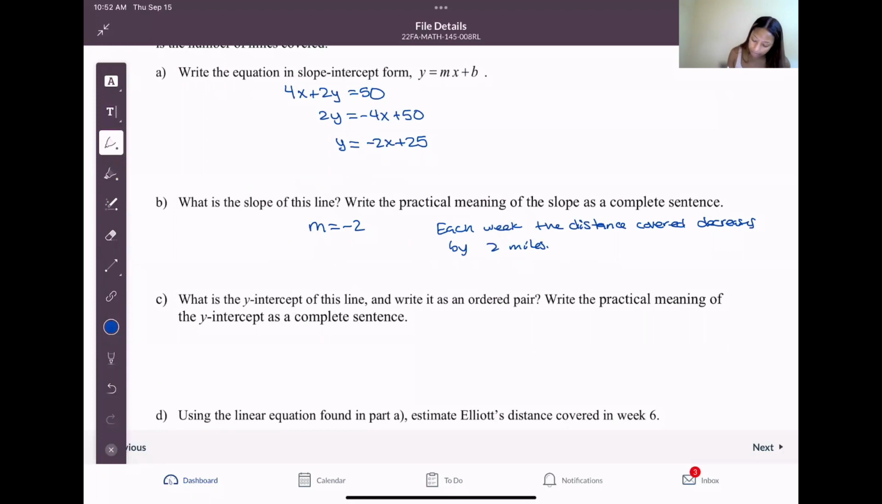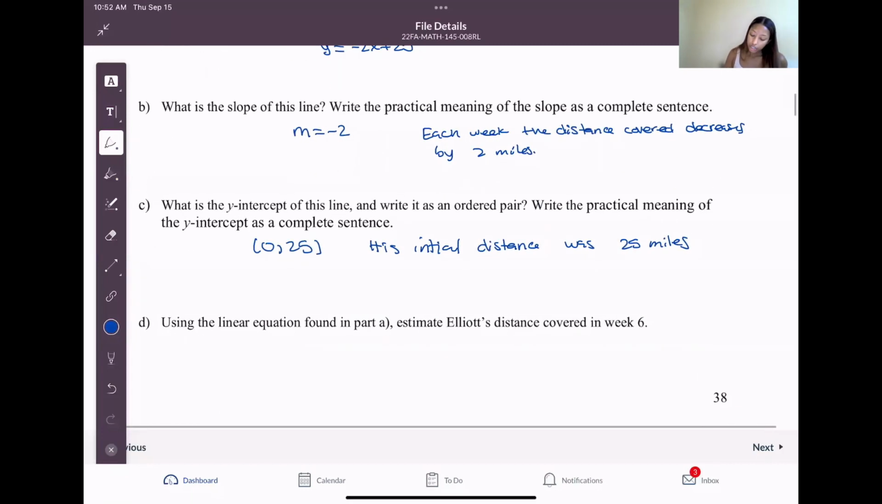All right, we already talked about part C, so let's write it up. What's the y-intercept? The y-intercept is 25, and we would say Elliot's initial distance was 25 miles.